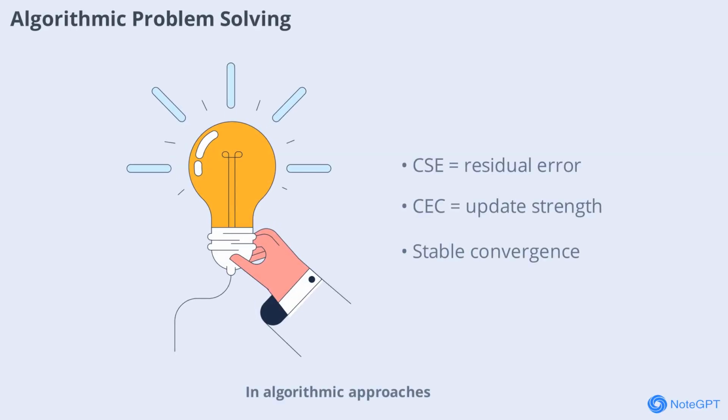In algorithmic approaches, CSE can be seen as the residual error or loss at each step, while CEC is the learning rate or gain that determines how strongly you update your solution. For example, in gradient descent, CSE is the gradient, how far you are from the minimum, and CEC is the step size. As you approach the solution, CSE drops and CEC can be reduced to avoid overshooting. This dynamic adjustment is key to efficient and stable convergence.